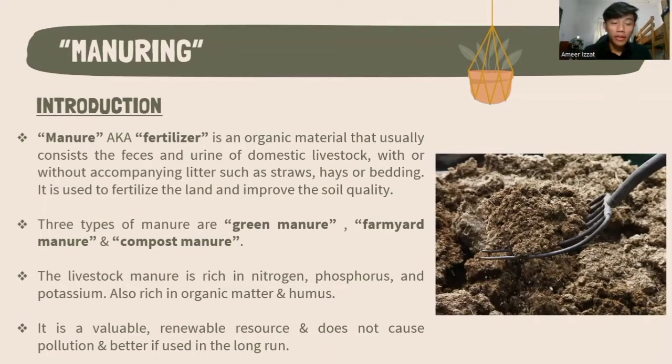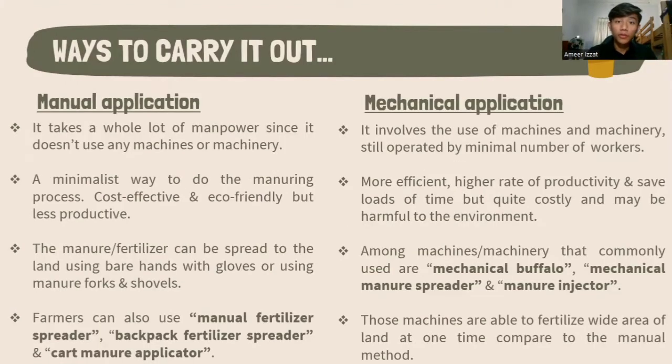Livestock manure is rich in nitrogen, phosphorus, and potassium. It is also rich in organic matter and humus. It is also a valuable, renewable source, and does not cause any pollution, and it is better if used in the long run. So there are two ways to carry it out.